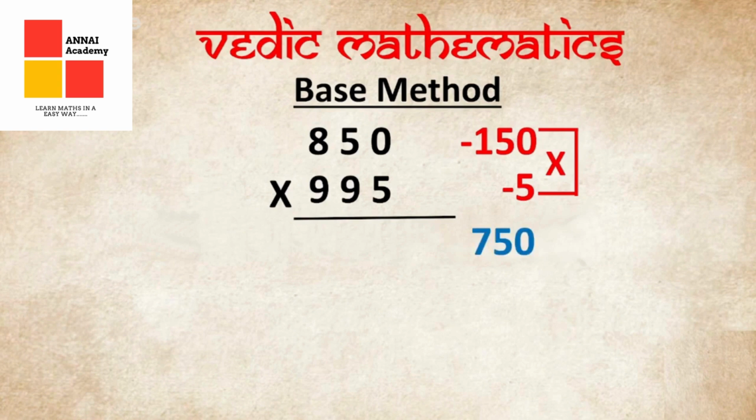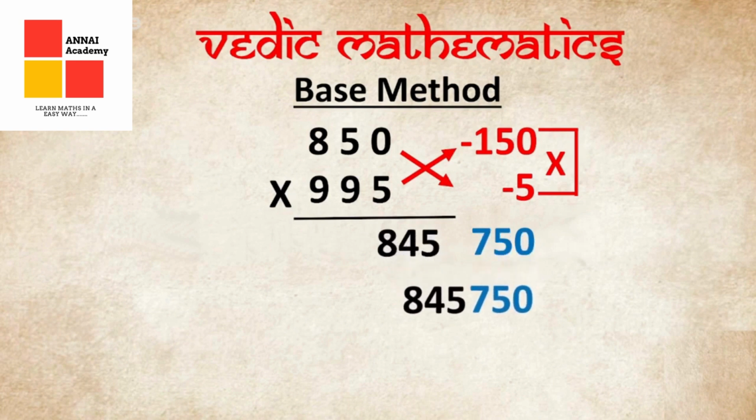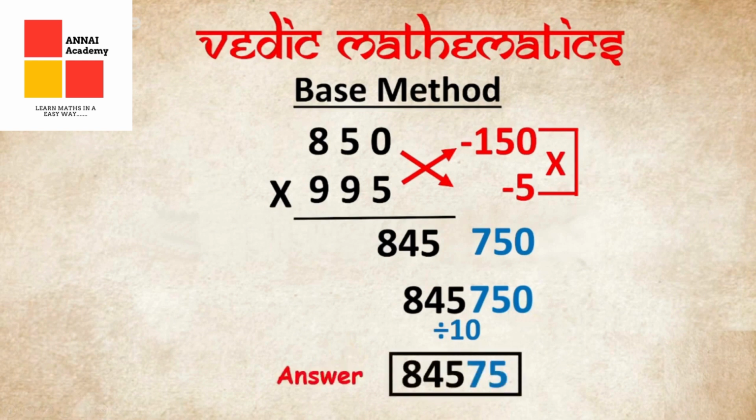To get the answer of your left-hand side, if you multiply 850 by minus 5, and if you multiply 995 by minus 150, you will get 845. This is the answer of your left-hand side. Write both the answers like this. Now to equal the base, we multiplied by 10. To get the final answer, we will divide this number by 10. The 0 at the back will be removed. You will get 84575. Your answer is ready in front of you.